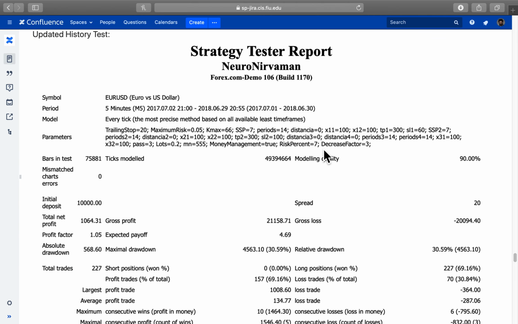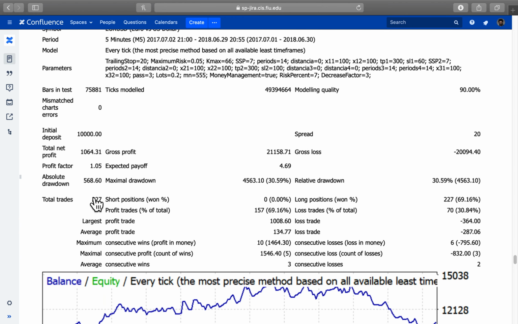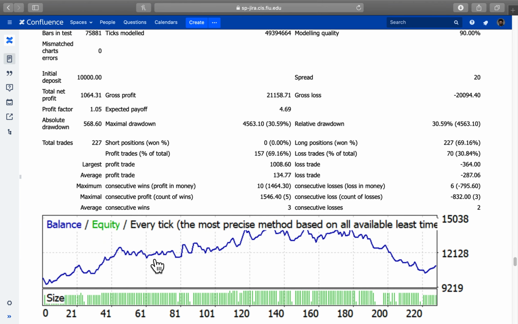We'll conclude by taking a look here at the updated history test. So this is a strategy tester report. This is the set of dates that we used. These were the input parameters, and the expert advisor was optimized on this period, and we were able to make $1,000 with it. Here's what the graph looked like.